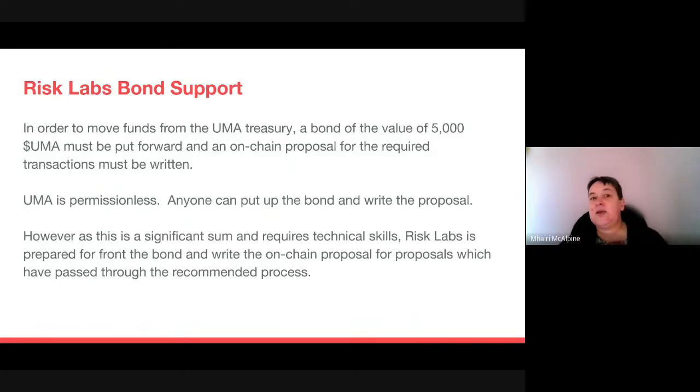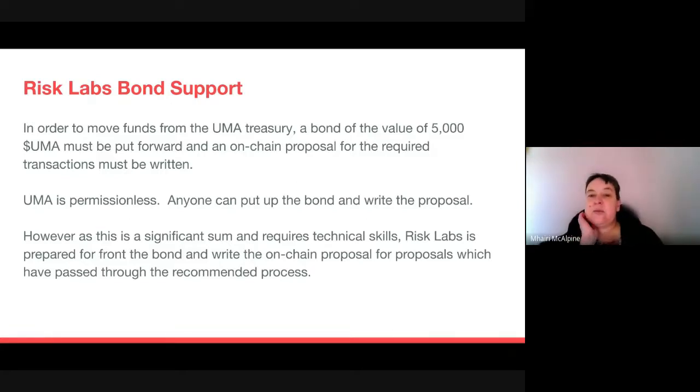Now, in order to move the funds from the Treasury, a bond to the value of 5,000 UMA needs to be put forward and an on-chain proposal for the required transaction needs to be written. UMA is permissionless. Anybody can put up the bond and write the proposal for a transaction to go through. But as it's a significant sum for the bond and it requires some technical skills to actually write the on-chain proposal, Risk Labs is prepared to front the bond and write the on-chain proposal for proposals that have passed through the recommended process that I'll take you through in a minute.